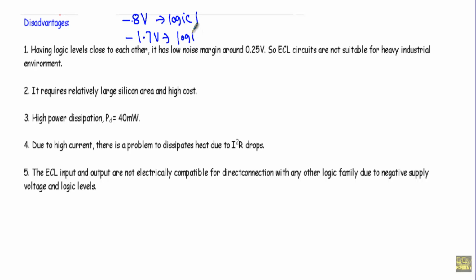See, the separation between two voltage levels will be only 0.8 volt. This implies that our logic levels will be very close. Due to this very close voltage levels, you will see the noise margin will be very small, only 0.25 volt. That means our ECL circuits will easily get affected by noise. So we cannot use ECL circuits in heavy industrial environment. So instead of ECL circuit, we will use high threshold logic circuits, which will give better immunity against noise.